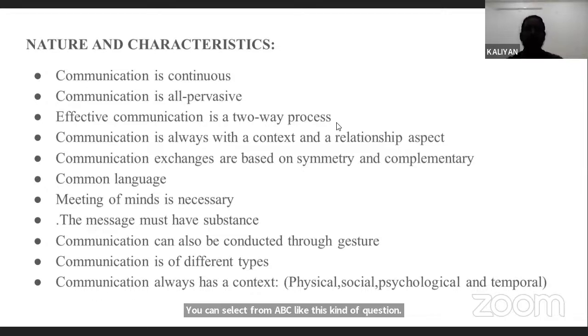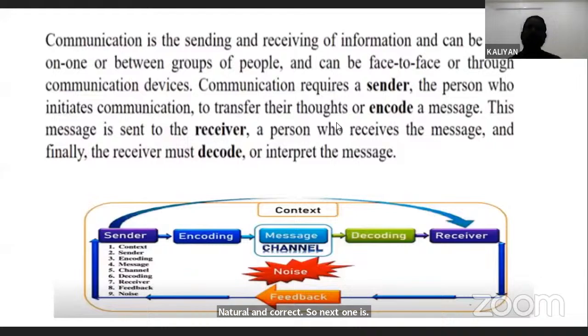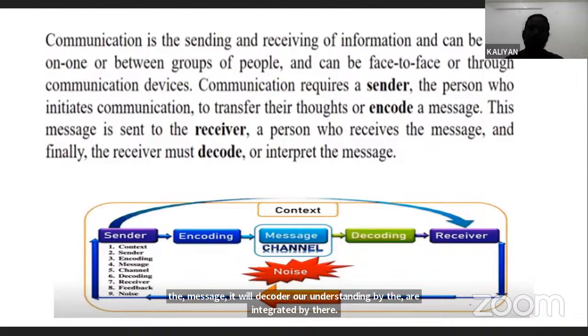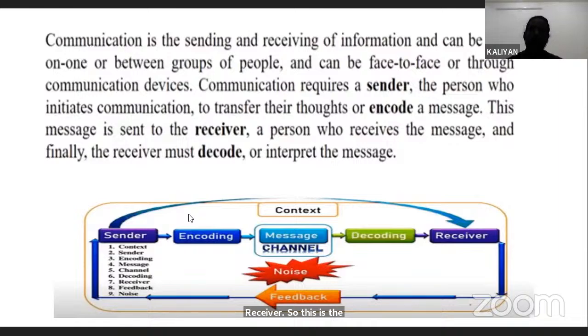Next, communication is sending and receiving information. It can be one-to-one or between groups of people, or face-to-face, or through a communication device. Communication requires a sender, who initiates the communication. Encoding means transferring their thoughts into a message. The receiver is the person who receives the message, and finally the receiver must decode. After the message is sent, it will be decoded, that is, understood or interpreted by the receiver. This diagram is the basic thing of communication.